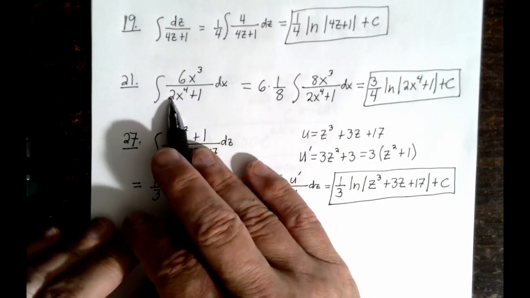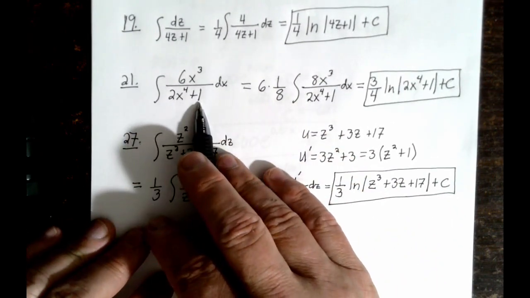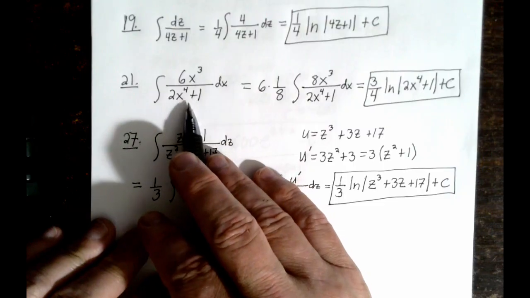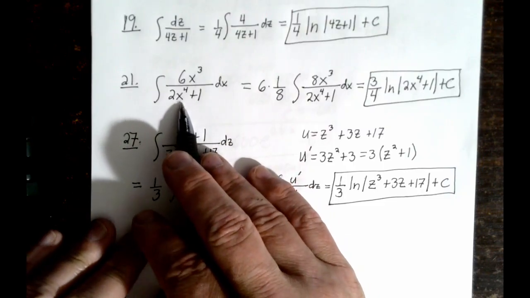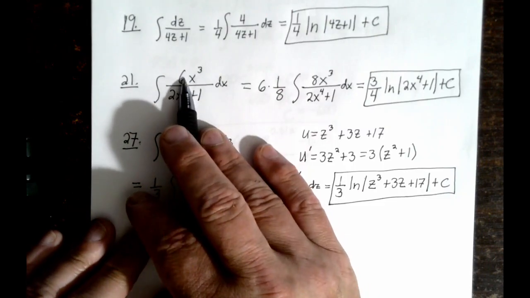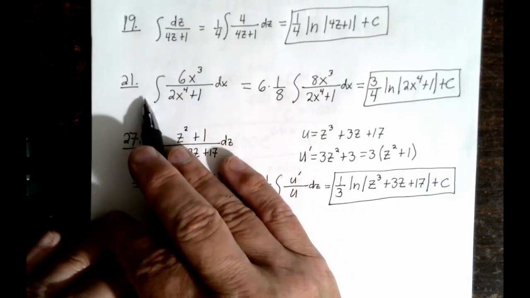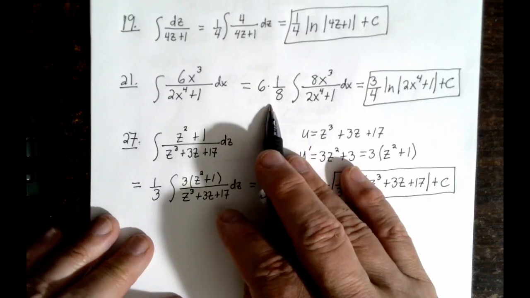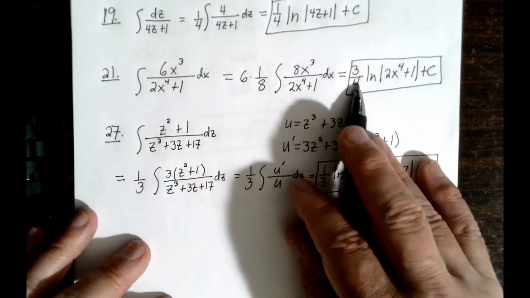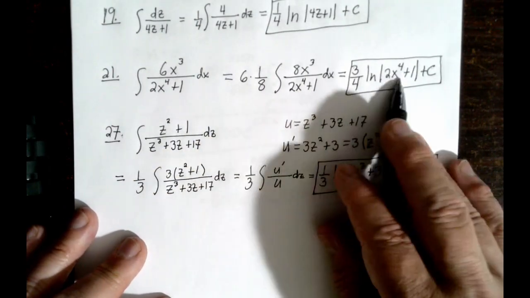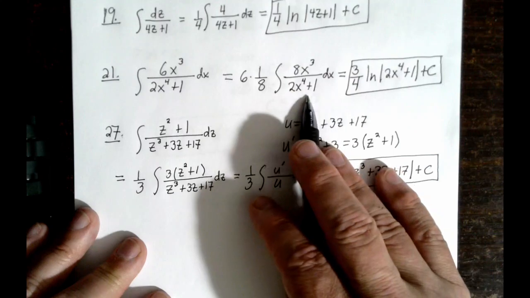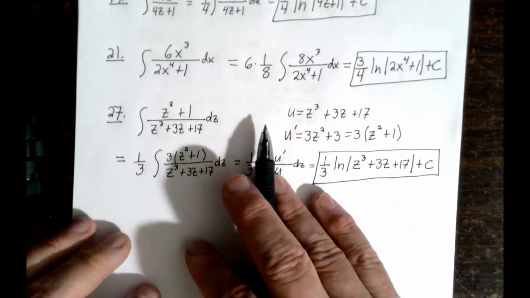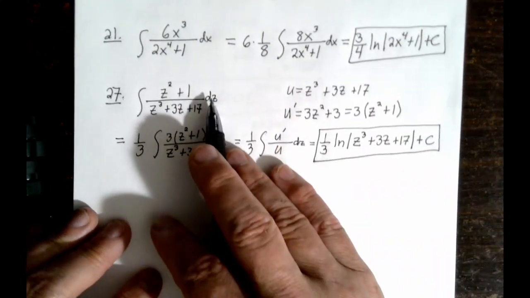Here you've got denominator is 2x to the 4th plus 1. That's a derivative of 8x cubed, so you need 8x cubed, not 6. So bring the 6 out front, introduce an 8, and outside put a 1/8. Multiply that together, you get 3/4. When you take the derivative of that, you just get ln of your u, which in this case was 2x to the 4th plus 1, and you have the plus c as well.